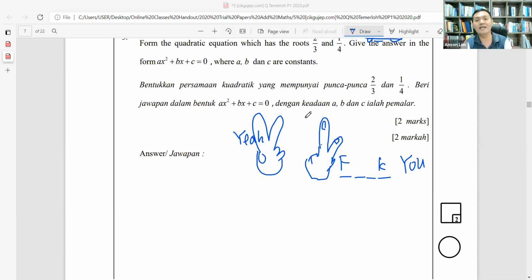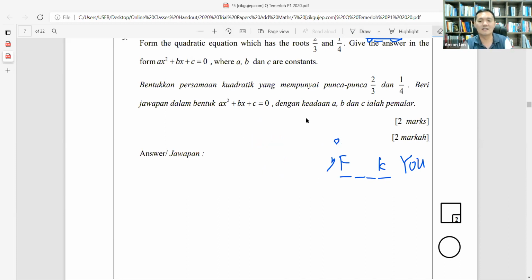International language using body language, the finger, you all should learn. Just extra knowledge for you. Okay, interesting, right? My class learns so many things. Yeah, fork. Your friend says fork.